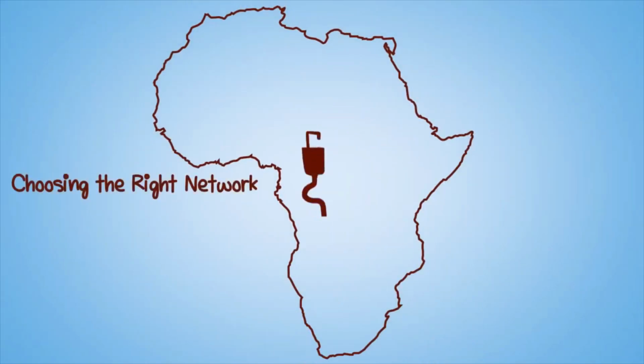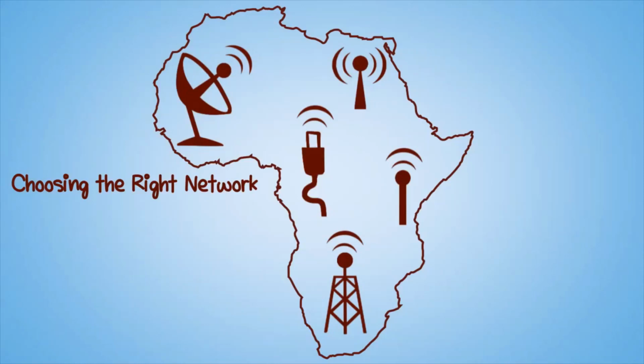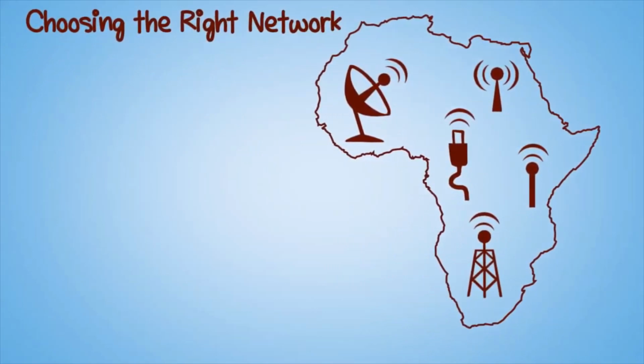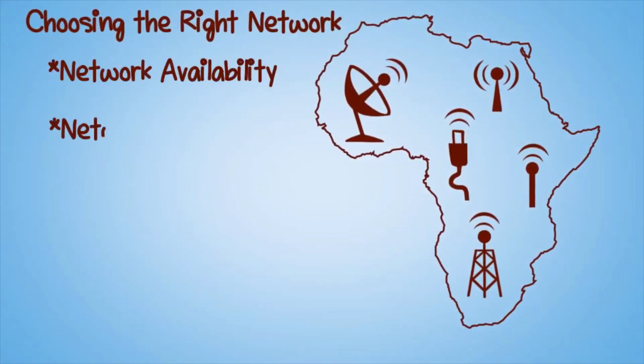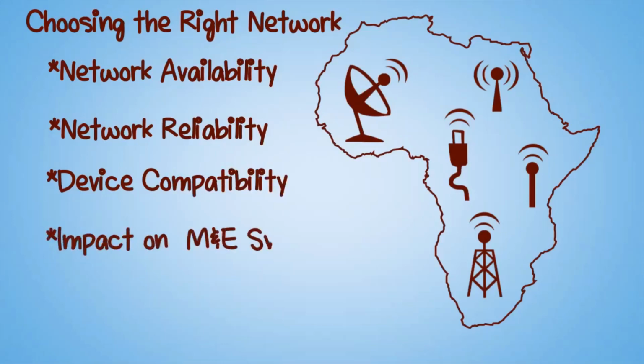Monitoring and evaluation systems rely on networks to transmit data from local devices to a central data store which accumulates data for analysis and reporting purposes. Network services come in different flavors: telecommunication networks, internet services, broadband, satellite, Wi-Fi, and WiMAX. We have found that the choice of communication network is, or should be, influenced by network availability, network reliability, device compatibility, and impact, again, on M&E system lifecycle cost.